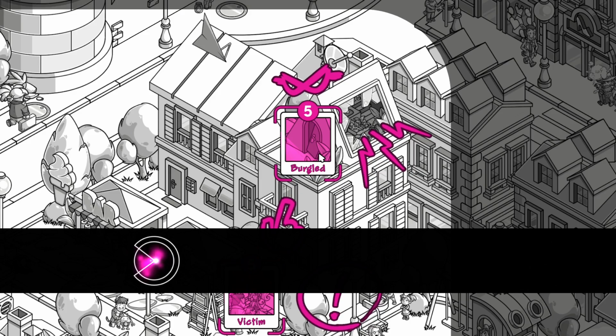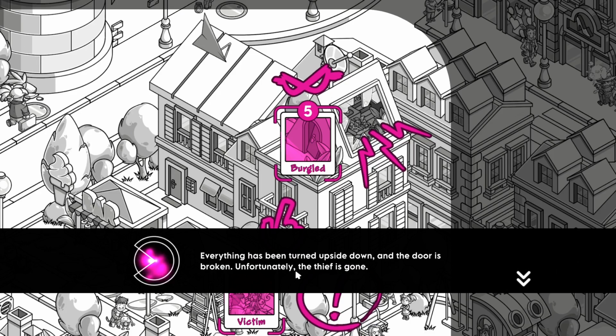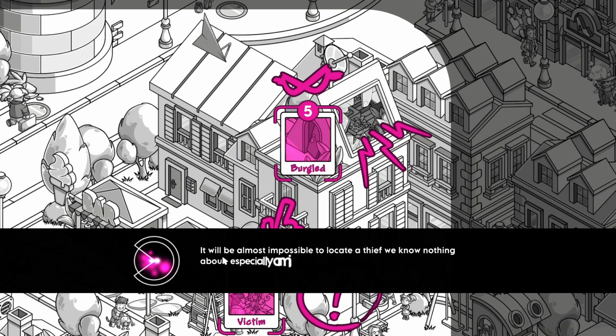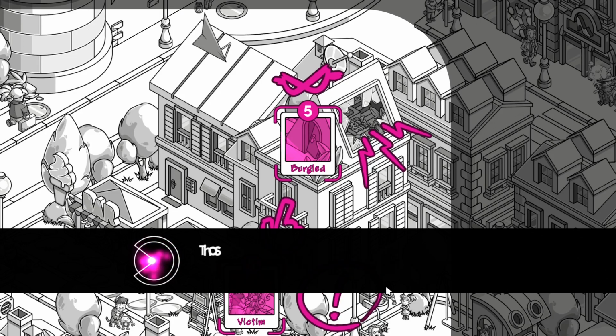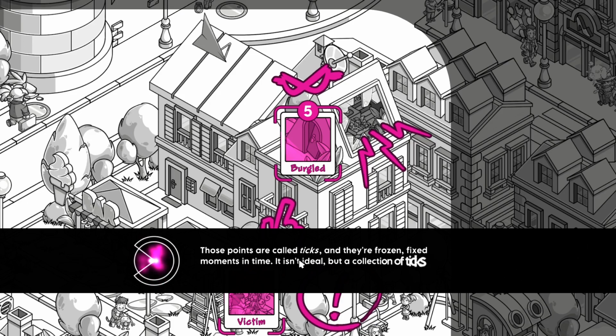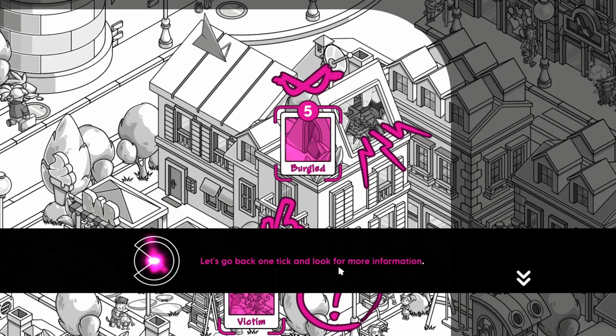Gold. There it is. Everything's turned upside down, and the door is broken. Unfortunately, the thief is gone. It's almost impossible to locate the thief we know nothing about, especially amidst the crowd. Therefore, my mainframe lets us examine the case from different points in time. The points are called ticks. They are frozen, fixed moments in time. It isn't ideal, but a collection of ticks is our only way to experience the past. Let's go back one tick and look for more information.